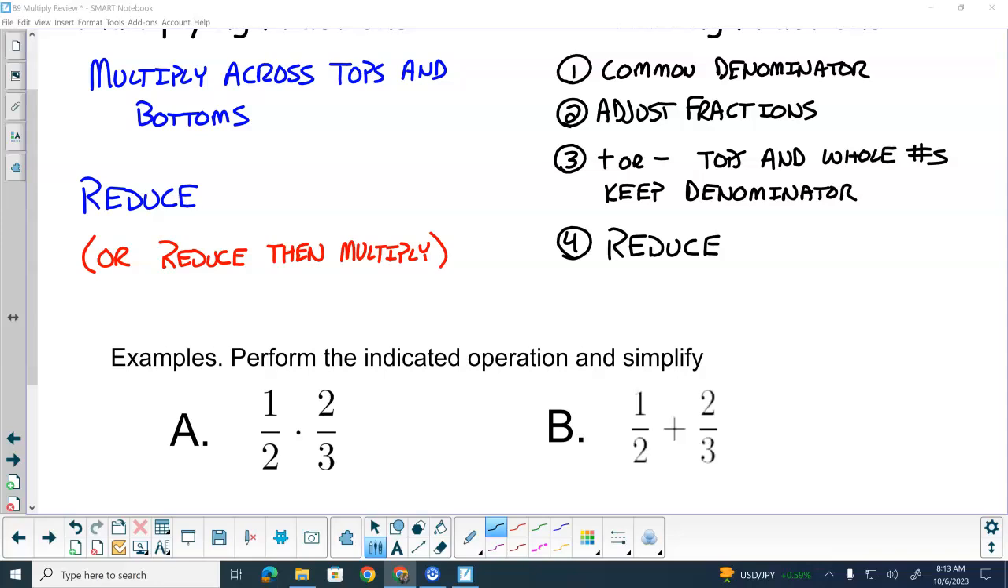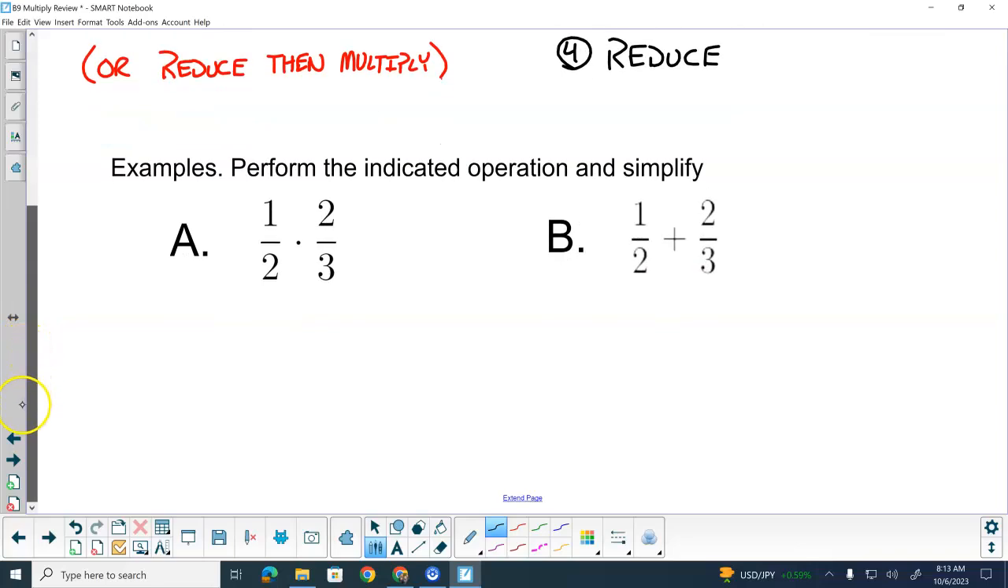All right, here we go. First one, are we multiplying or are we adding? Multiplying. So that means we have to follow our multiplication rules, which said we multiply across. 1 times 2 is 2. And then we have to multiply across the bottom. 2 times 3 is 6.